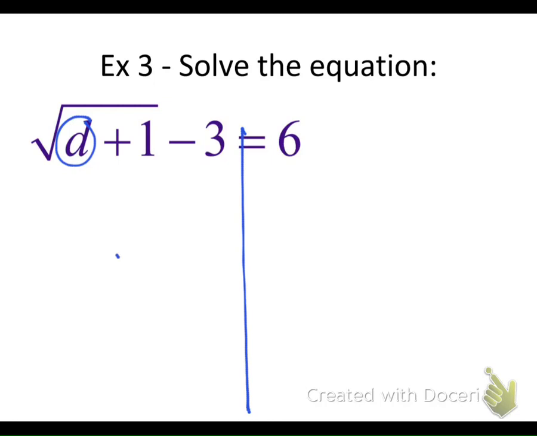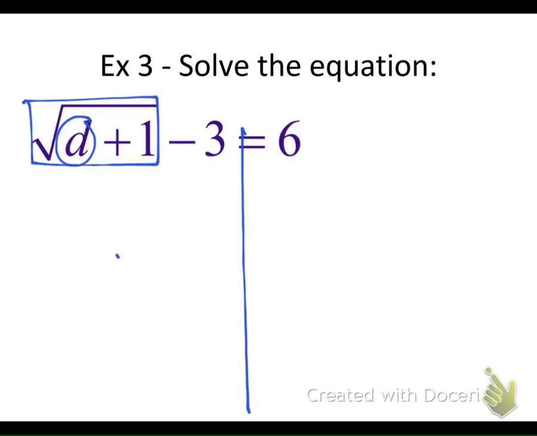Okay? So I'm only going to put it around the d plus 1, as Isaiah said, because that's the only thing that has the square root sign over it. I do not include that minus 3, and I do not include that equals 6. It's not part of the square root. The box, again, only goes around that square root. I know I'm repeating myself, but that's so important that you remember.